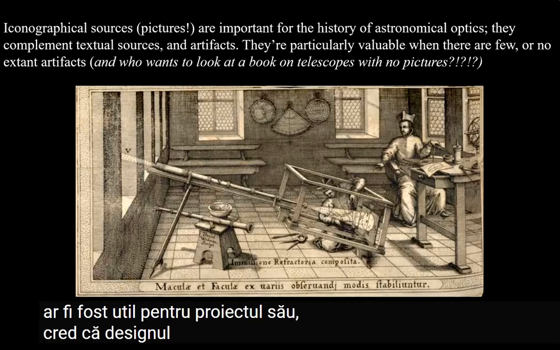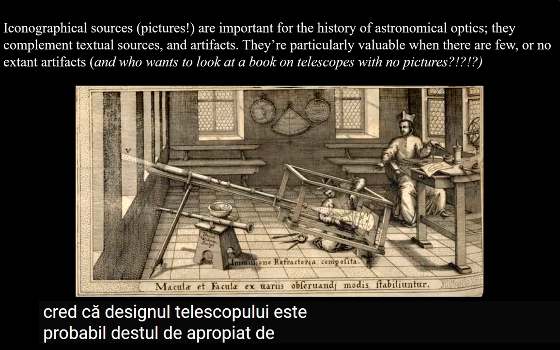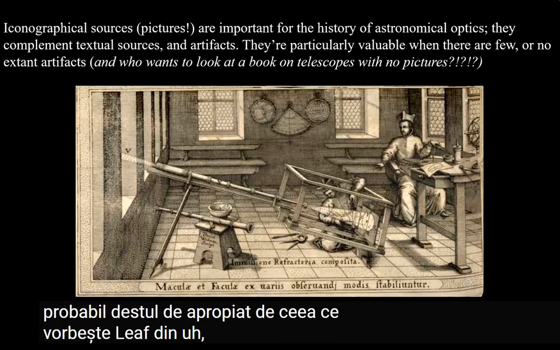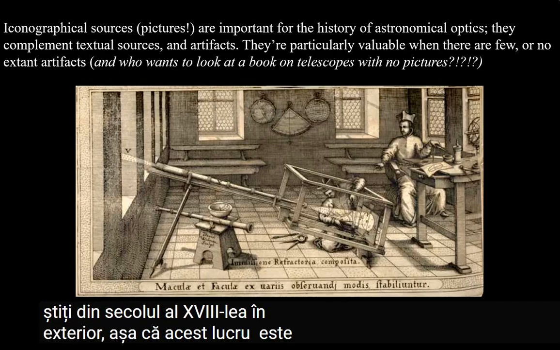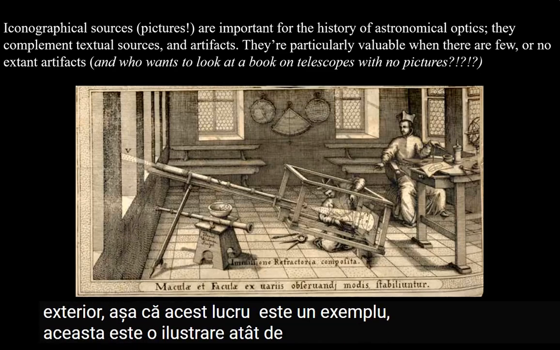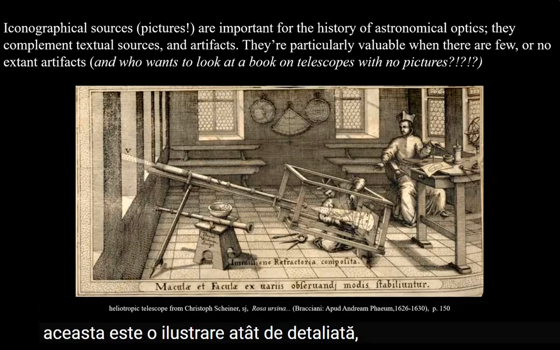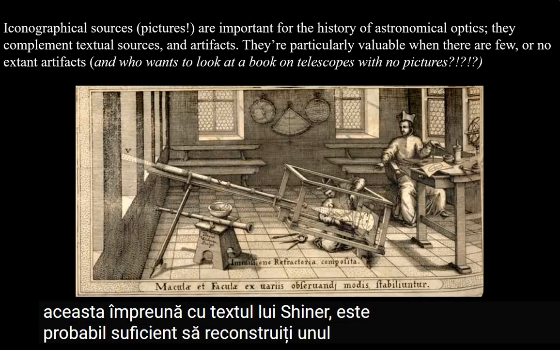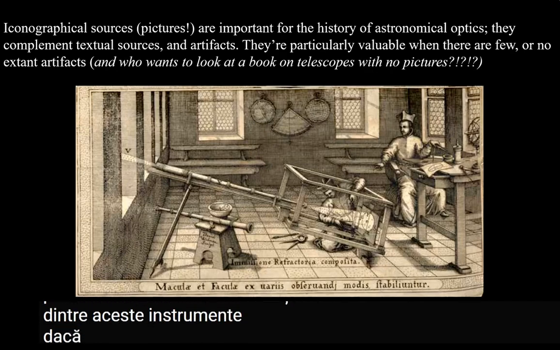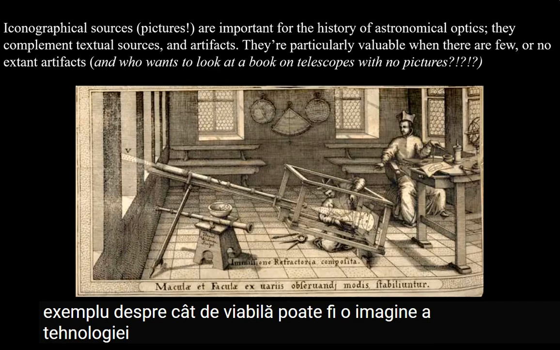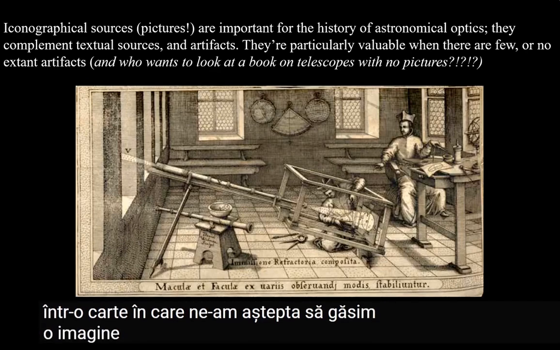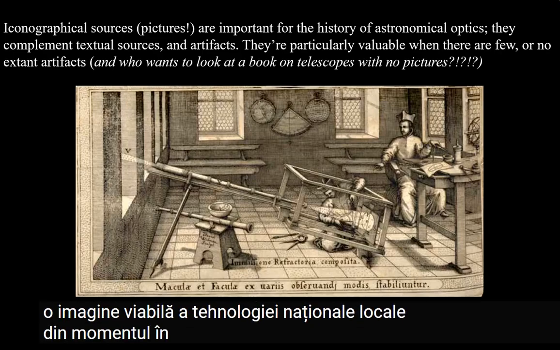I think the design of this telescope is probably quite close to what Leif is talking about from the 18th century. That aside, so this is an example. This is such a detailed illustration that this, along with Scheiner's text, is probably sufficient to reconstruct one of these instruments, if someone wanted to. So this is one example of how valuable an image of technology can be in a book where we would expect to find a valuable image of astronomical technology from the time.